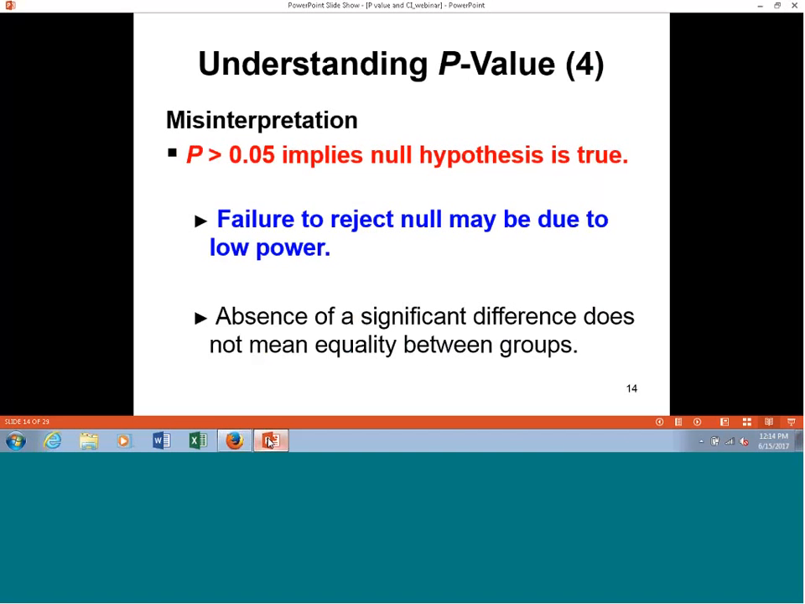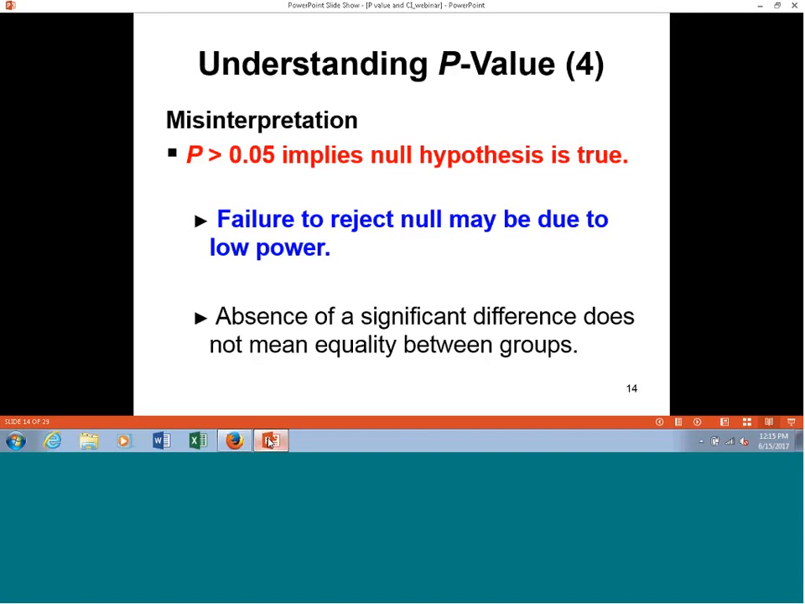A p-value greater than 0.05 does not imply the null hypothesis is true. A non-significant difference merely means that a null effect is statistically consistent with the observed results. Non-significant results indicate that the observed data do not prove the null hypothesis wrong, but the same data may also be compatible with many other hypotheses, so it does not prove the null hypothesis is true.